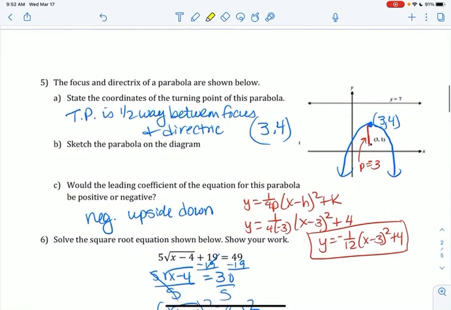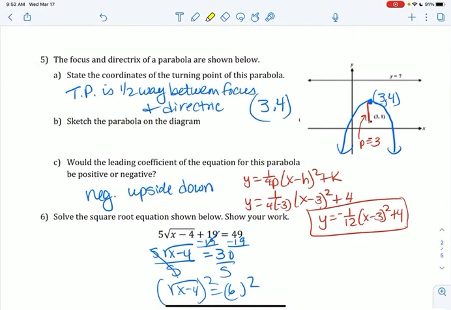All right, focus and directrix, and the parabola is smack in between of them. So you can see I have a focus of 3, 1, and my directrix is y equals 7. So my turning point has to be right in the middle of them. My turning point is going to be at 3, 4. All right, turning point is halfway between the focus and the directrix.